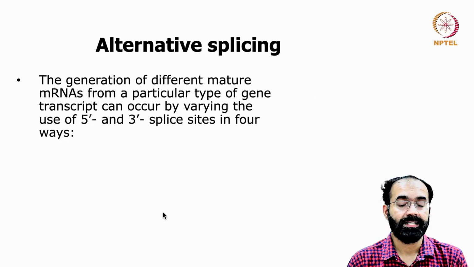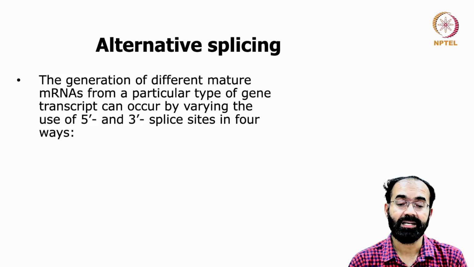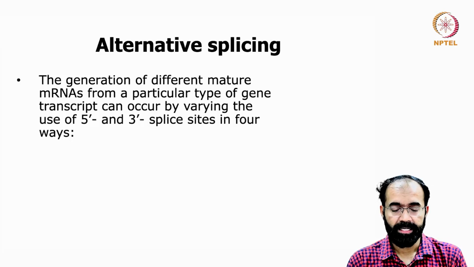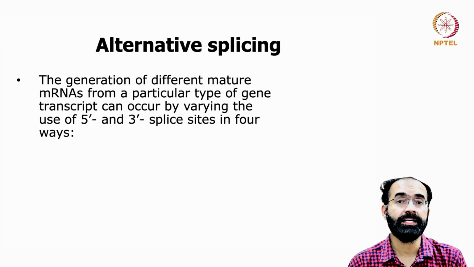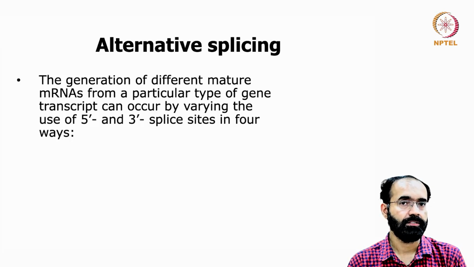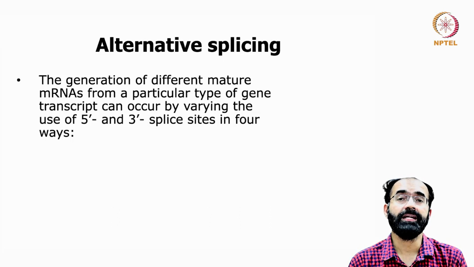Now, alternative splicing simply means the generation of different mature mRNAs from a particular gene transcript, which can occur by varying the use of 5' and 3' sites in four different ways. I told you that you can include an exon into an intron, or include an intron into an exon partially to enhance the complexity, and it can also skip. Sometimes one whole exon can be skipped, or sometimes one whole intron can be skipped. We will see examples of how it is done.